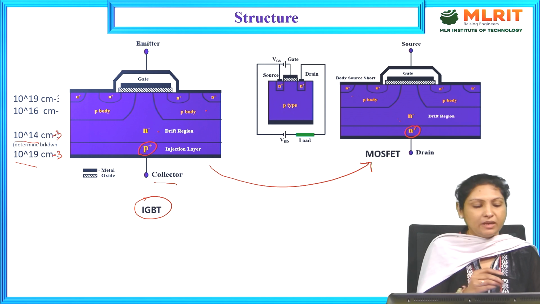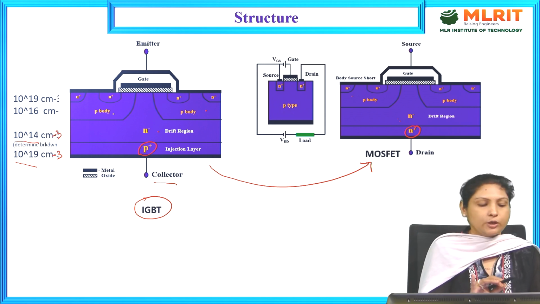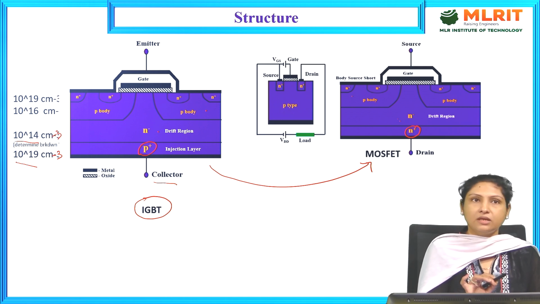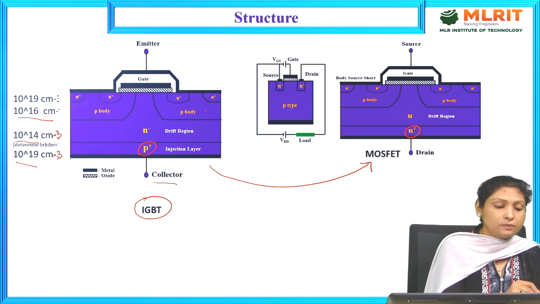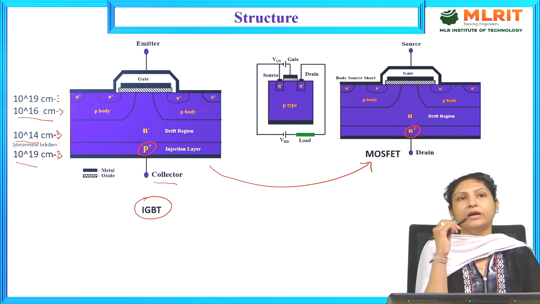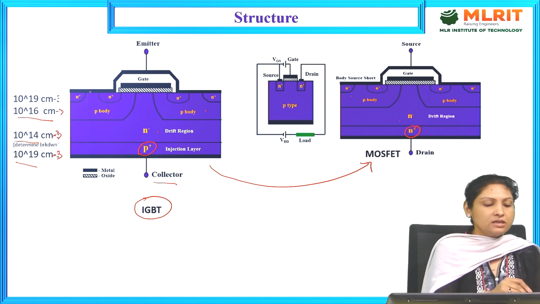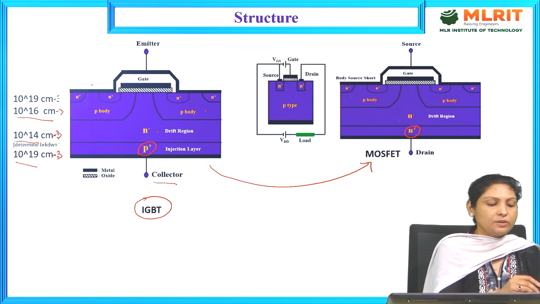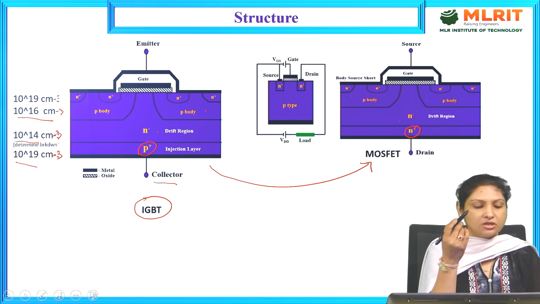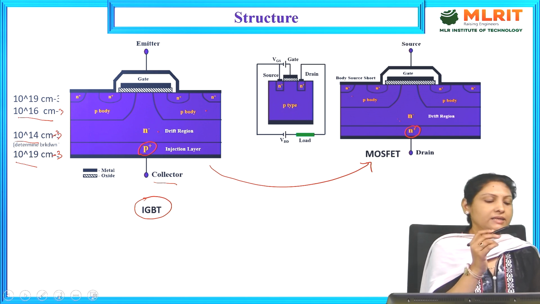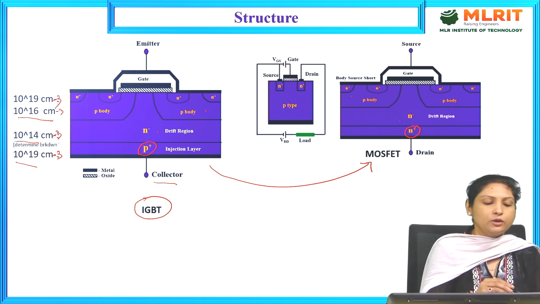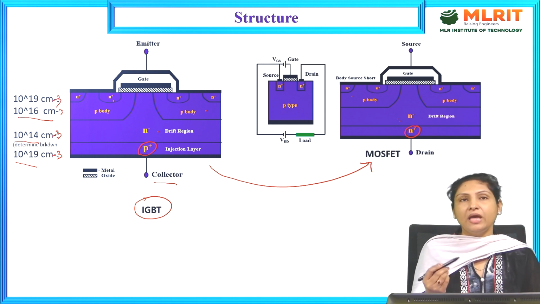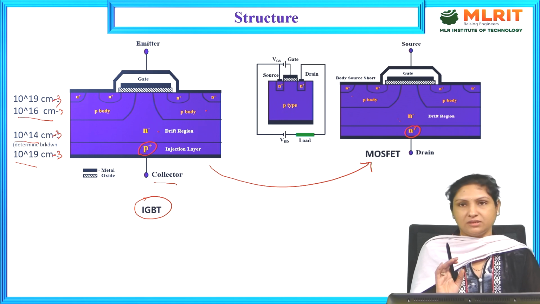Above which a P body layer is placed, and it is normally doped, 10 to the power of 16 per centimeter cube, and above which this N plus layer is placed, which is heavily doped. The N plus region is heavily doped, 10 to the power of 19 per centimeter cube. And to this particular N plus region, the emitter is fixed.